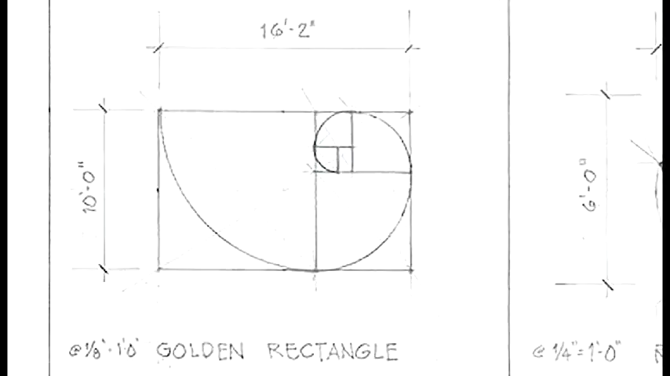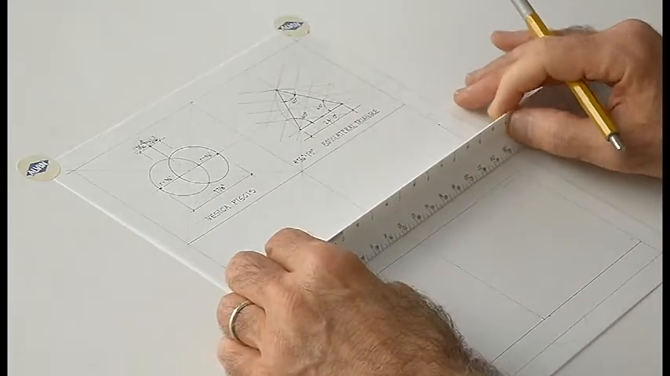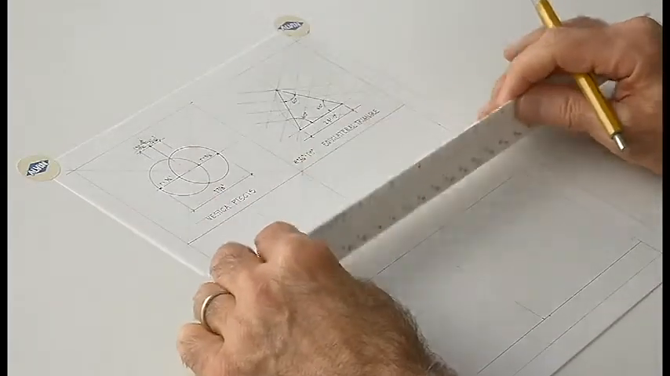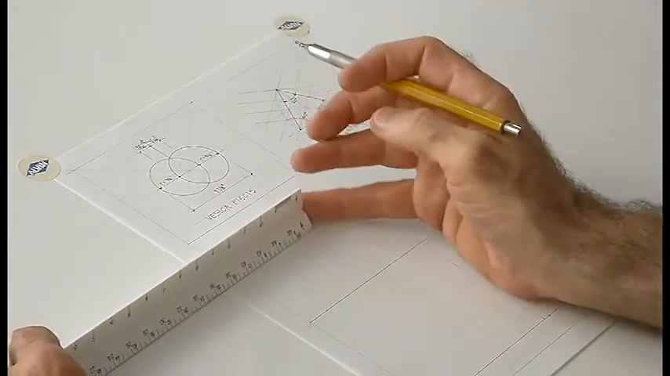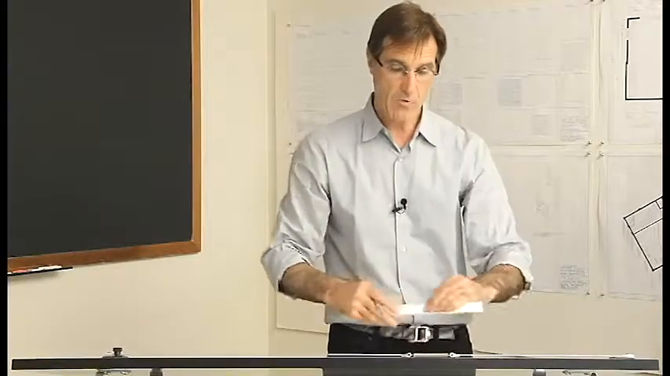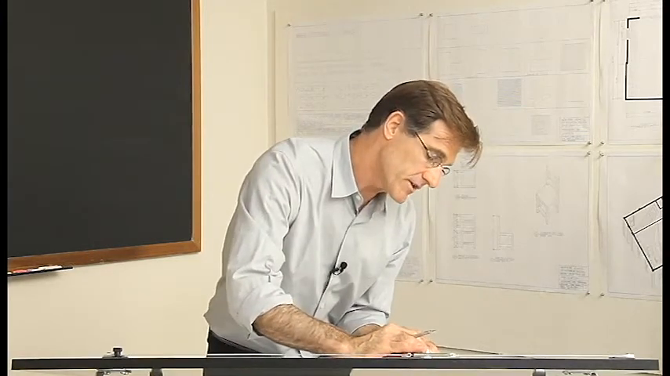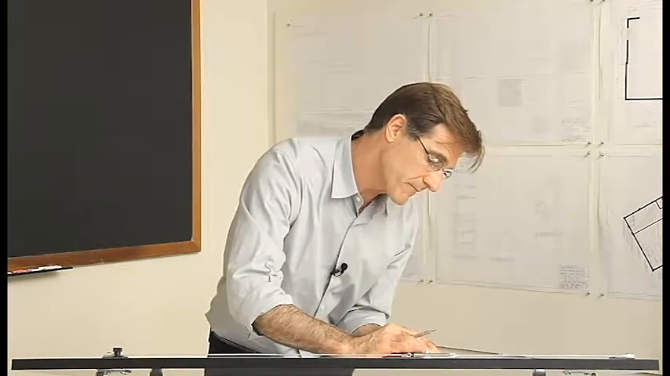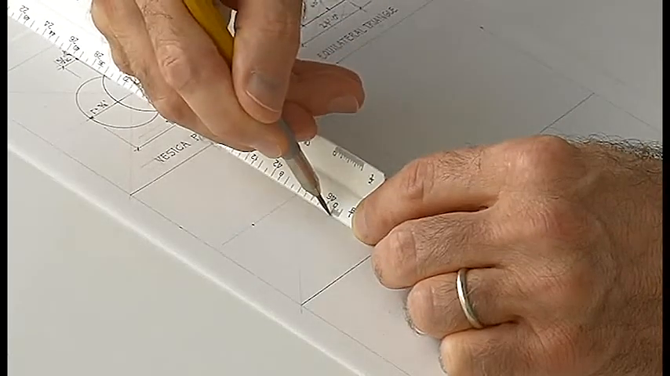Now the size of the rectangle that we'll make will be roughly 10 feet by 16 feet 2 inches, say. We're going to make it 8 feet 1 inch to the side, and this is 1/8 inch scale. So half of our rectangle will be 8 feet, and it'll be 10 foot. So it's as if you were drawing a 10-foot square, and from that square creating a golden rectangle.